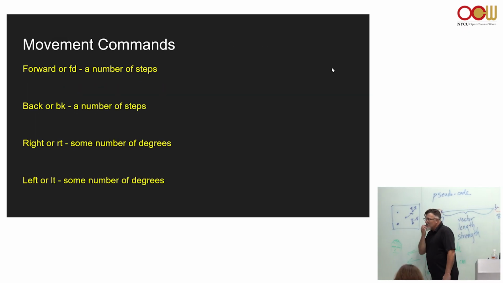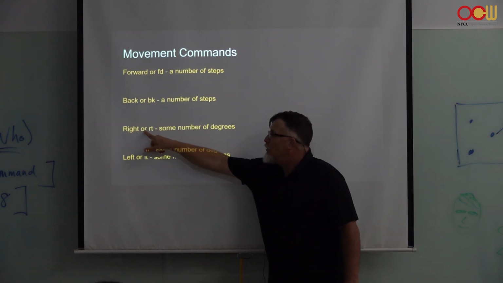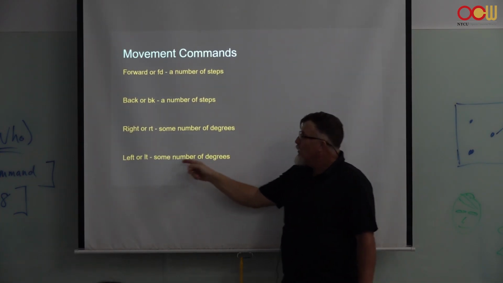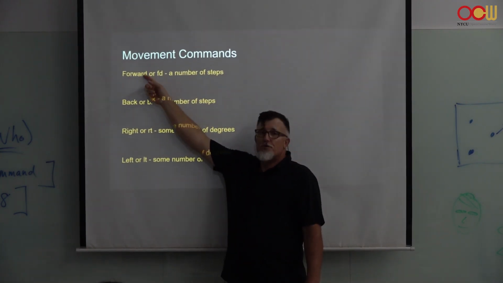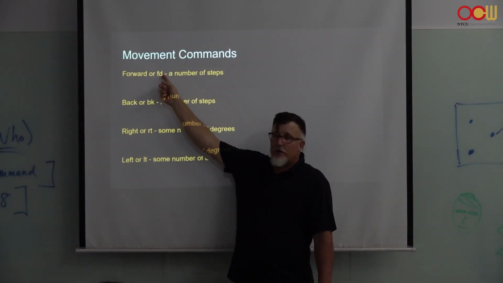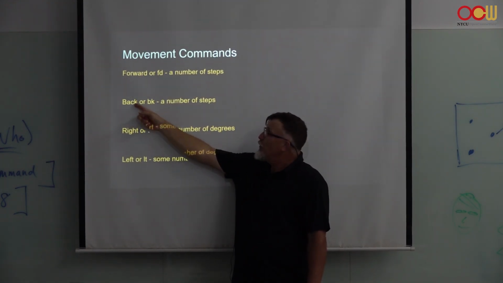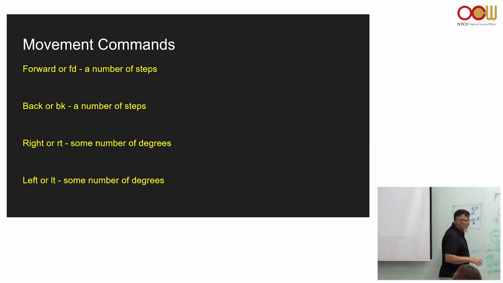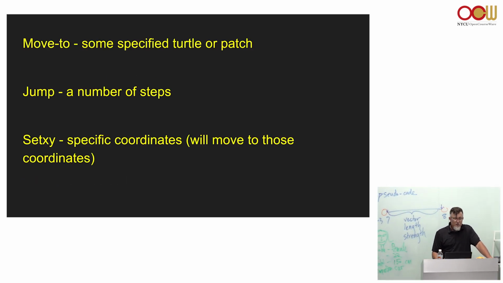Movements, you've already learned a couple of movements, right? You've been using right turn, some number of degrees, or left turn, some number of degrees. There are also commands like forward, go forward, FD. You can either write the whole word forward or just FD, or back or BK. That means it goes back a number of steps, right? Those are all movement commands. You've been using those as well to get your turtles to move around.